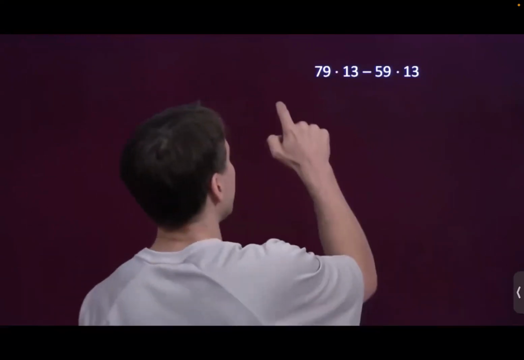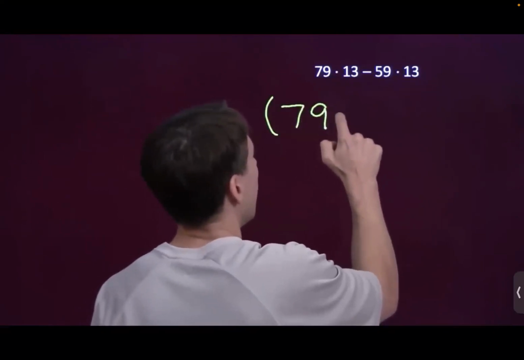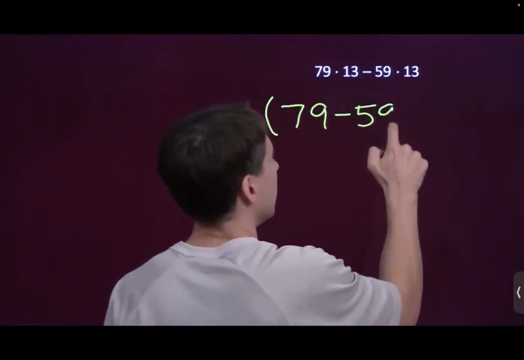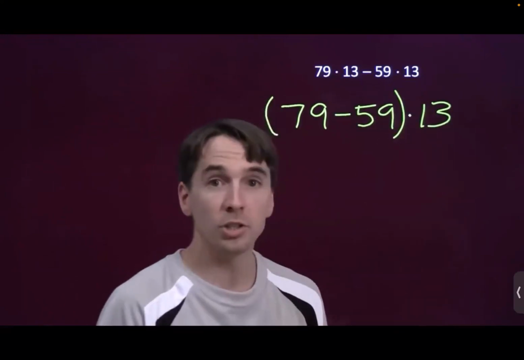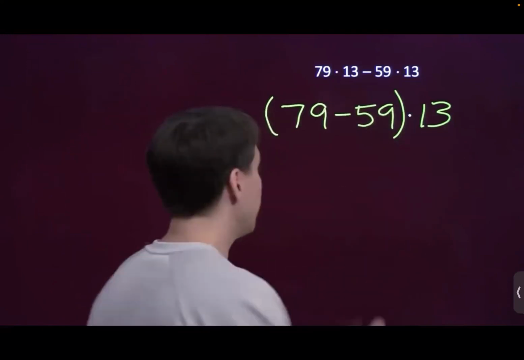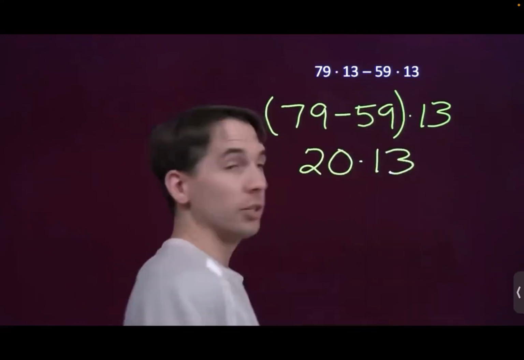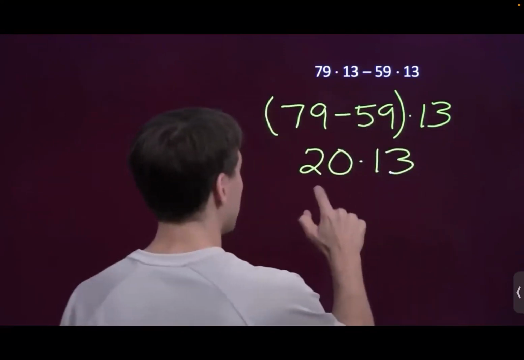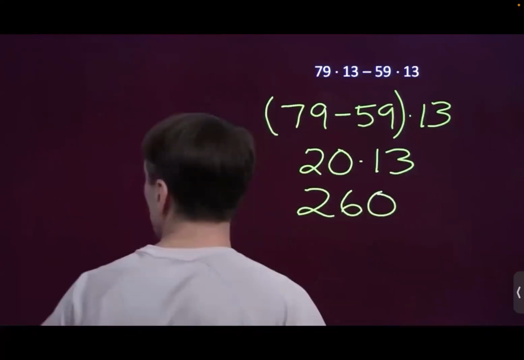13's in both of them. We can use the distributive property. We can factor out the 13. We can take out that 13 and write this as 79 minus 59 times 13. And all we're doing there is using the distributive property. We're factoring out the 13. 79 minus 59, well, that's 20. So our problem is now 20 times 13, and that is easy. That's 260. And we're done with that. Ready to go to the next problem.